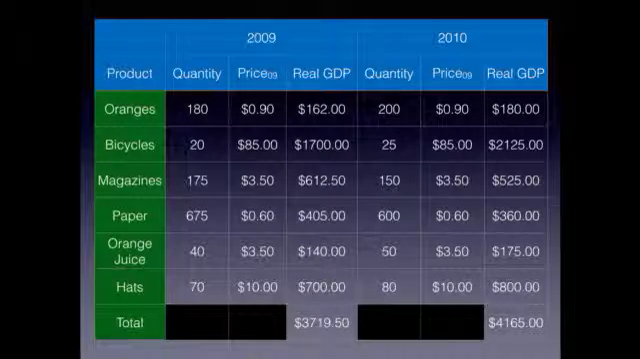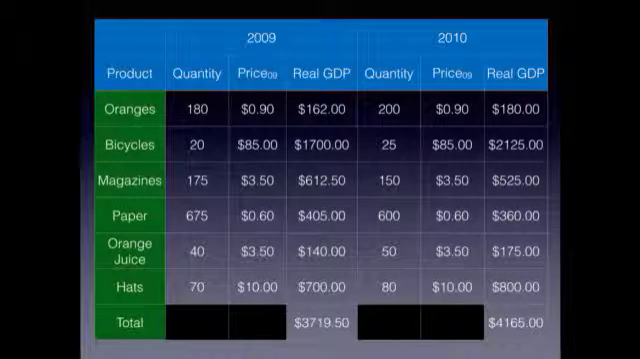And as you can see here, we end up with a much lower measure for real GDP because we stripped out the impact of inflation. But you can see here that we do see an increase in real GDP. So the economy is growing. So the economy is producing more. And you can see the quantity of oranges increased. The number of bicycles increased. We did see a fall in the number of magazines, but the paper being produced has increased. Orange juice has increased. Hats have increased. So the economy is actually growing.